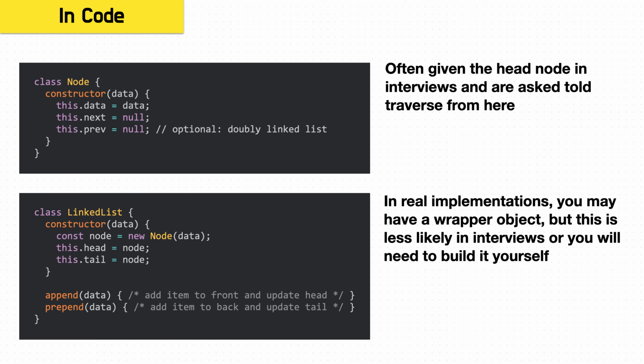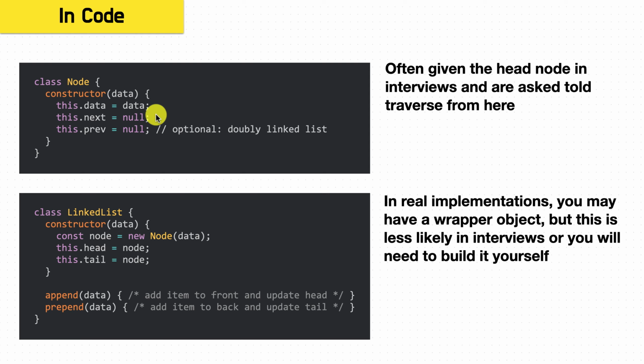So in interviews, by far the most common way to be given the list is just to be given a head node. So you just have one item, and then you're forced to iterate through every item in the list to solve the problem. It's optional that you could have a doubly linked list, where you also have a prev pointer, but it's much more common to just have a singly linked list where the input to the question is just the head node.